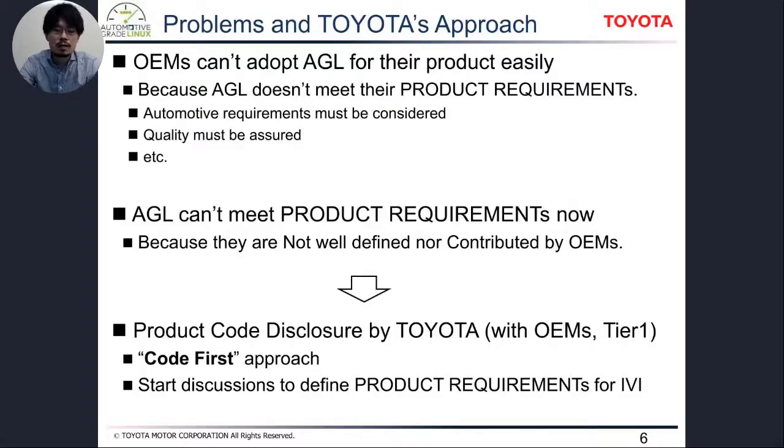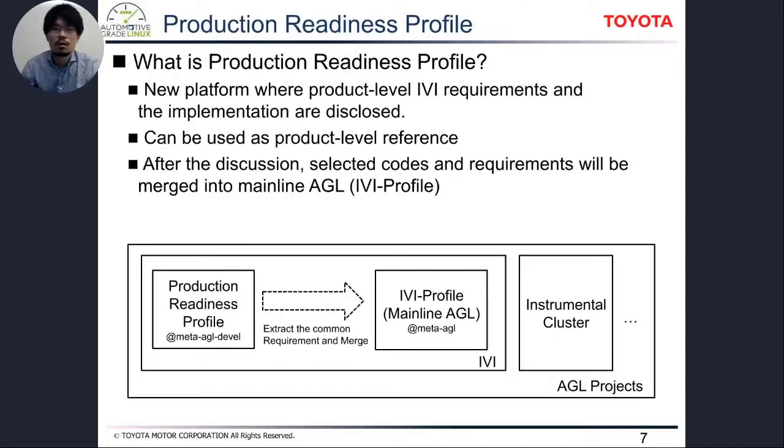We have started disclosing our product source code, and started the activity to discuss what the product requirements are for IVI. This activity is called Production Readiness, and the source code is disclosed in the Production Readiness Profile.